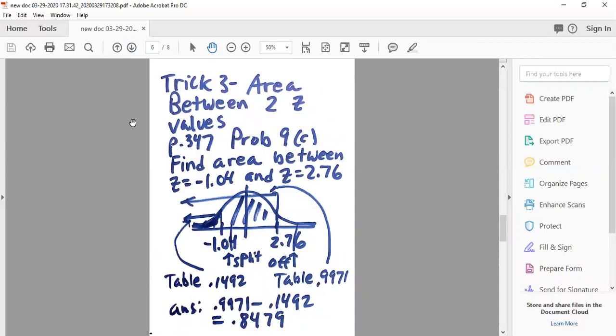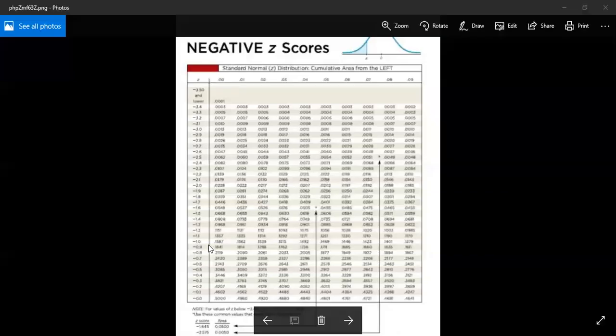All right, trick 3 is to find area or probability between two numbers. Page 347, problem 9c. Find area between negative 1.04 and 2.76. Work these the same way. You split off the 4 on negative 1.04. Give me the negative table. Okay. Negative 1.0 and 04.